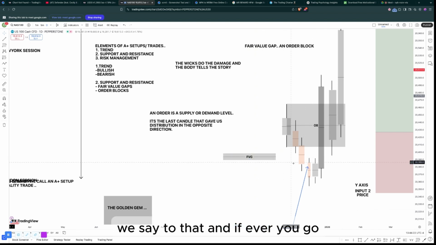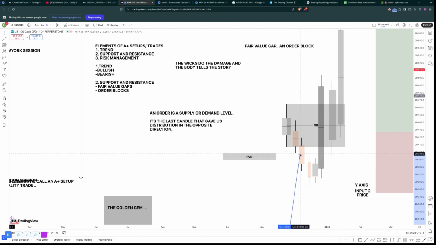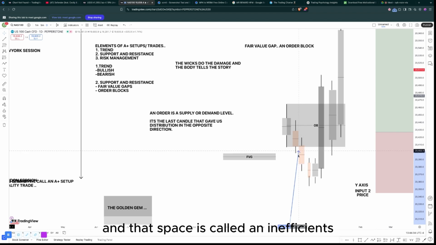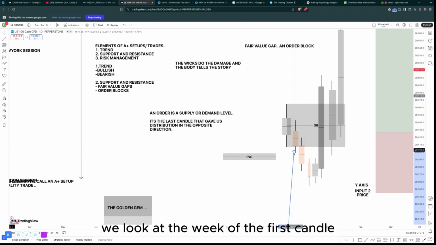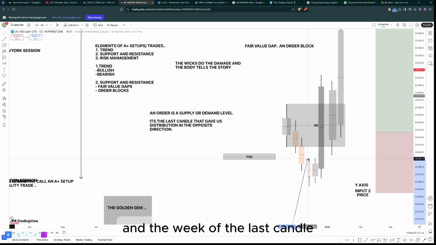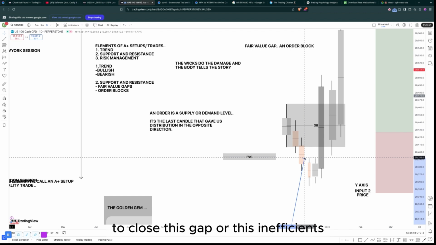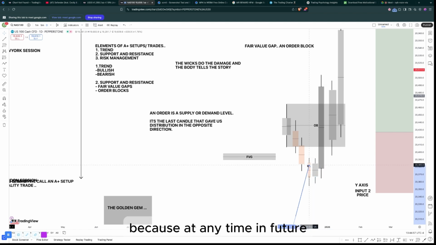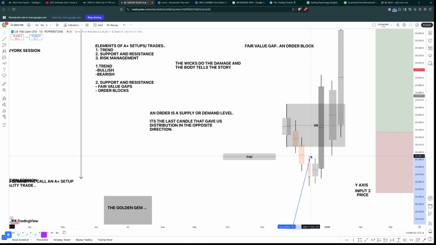We said that a fair value gap is the space that is left in between the middle candle, which is the second candle. And that space is called an inefficiency. And how can we know that there's a space there? We look at the wick of the first candle and the wick of the last candle. Now, if these wicks do not overlap themselves to close this gap or this inefficiency, and they leave this inefficiency open, we call that a fair value gap. Why do we call it a fair value gap? Because at any time in future, this fair value gap would want to be balanced. Are you guys listening?